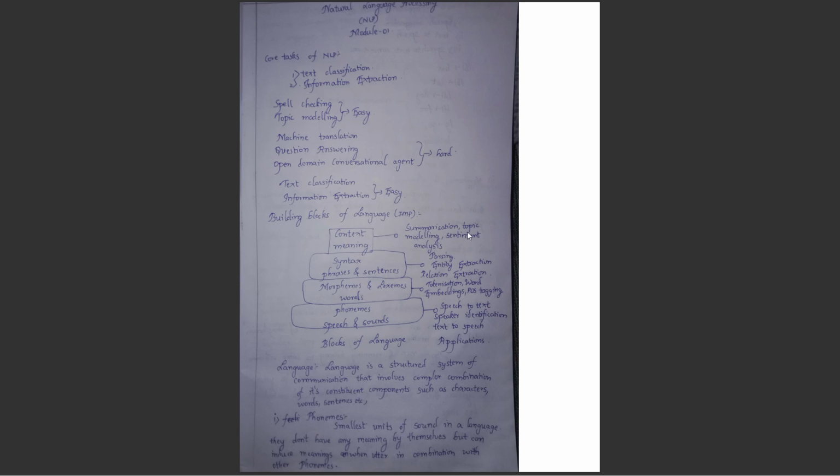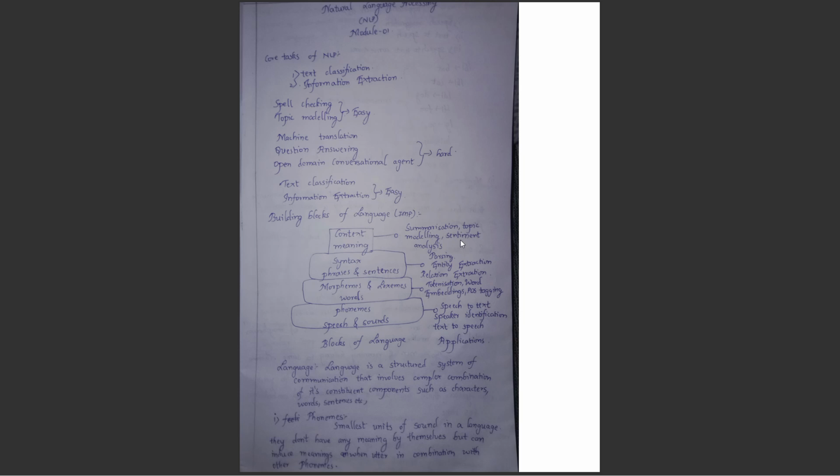Summarization means a given text will be summarized. Topic modeling means a separate model will be built for each topic. Sentiment analysis means given a set of sentences, we are going to tell whether each particular sentence is a positive sentence or a negative sentence. For syntax, we will deal with parsing, entity extraction, and relation extraction. Coming to morphemes and lexemes, we will go across tokenization, word embeddings, and POS tagging. Coming to phonemes, we will go with speech to text, speaker identification, and text to speech. Basically, these are the applications I mentioned with respect to each block.